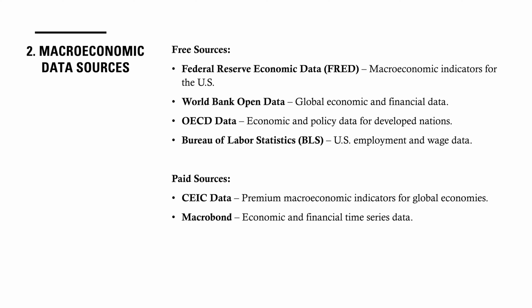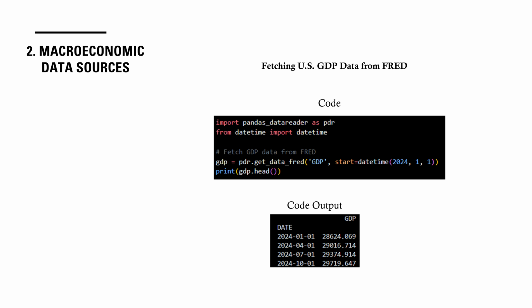For more in-depth or globally synchronized data sets, paid platforms like CEIC and Macrobond offer extensive time series data and professional tools. These sources are especially useful in macroeconomic forecasting, economic modeling, and risk management. While there's no code on this slide, later in the course we'll demonstrate how to pull data directly from APIs like FRED using Python. This example shows how to fetch US GDP data from FRED using Python.